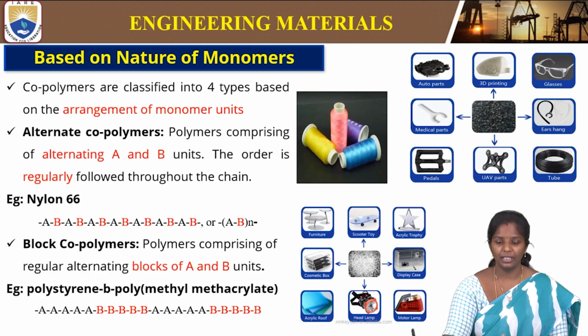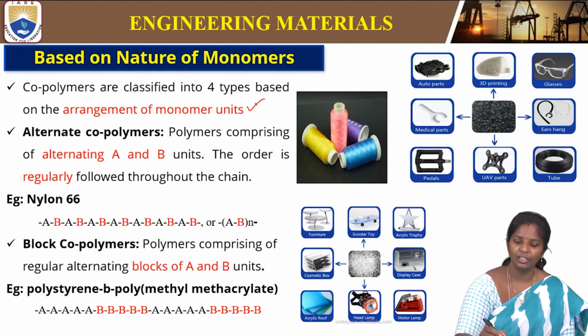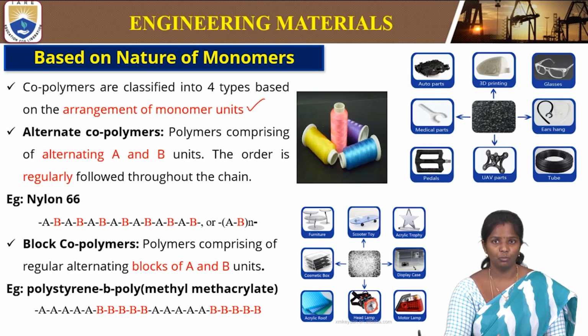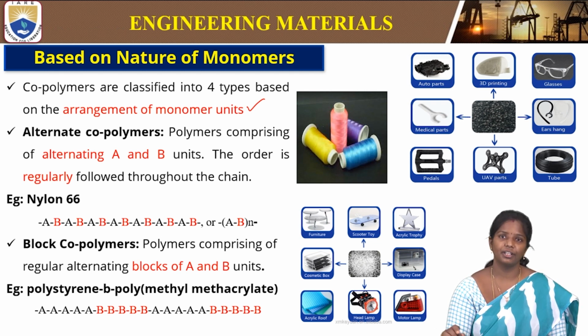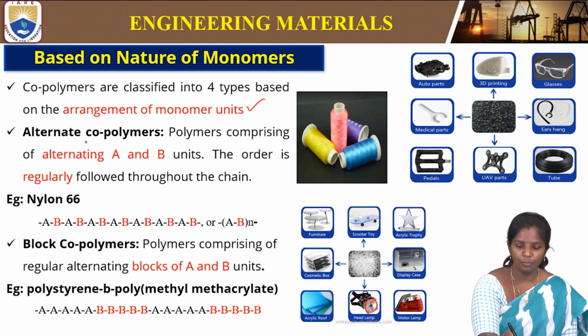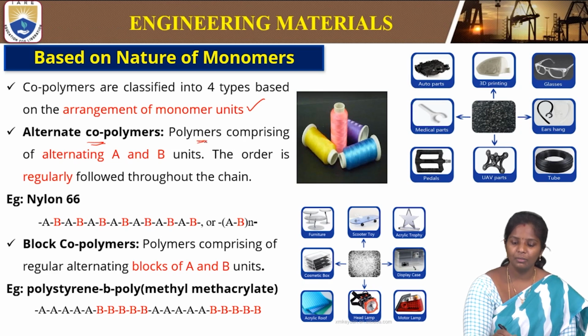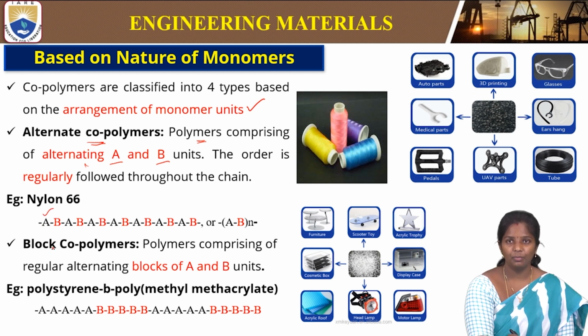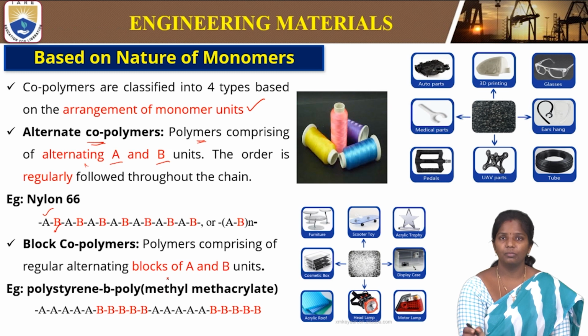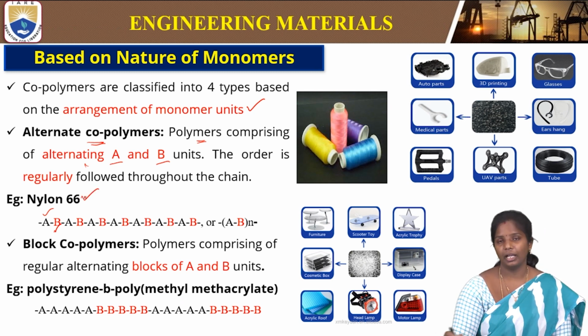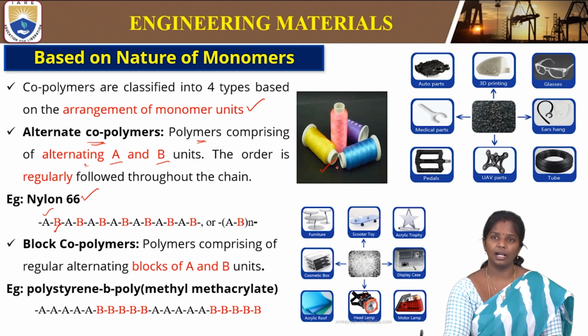Then copolymers are again divided into four types depending on the arrangement of monomeric units. Whenever there are two different monomers, the difference comes in the arrangement. Each one has a different view, like the alternating or the blocking types. Alternate copolymers are polymers comprising alternating units of A and B. For example, A is one type of monomer and B is another type of monomer. It is alternately connecting the carbon chain. This is how it forms the copolymer, and an example is nylon. These are mostly used in textiles.